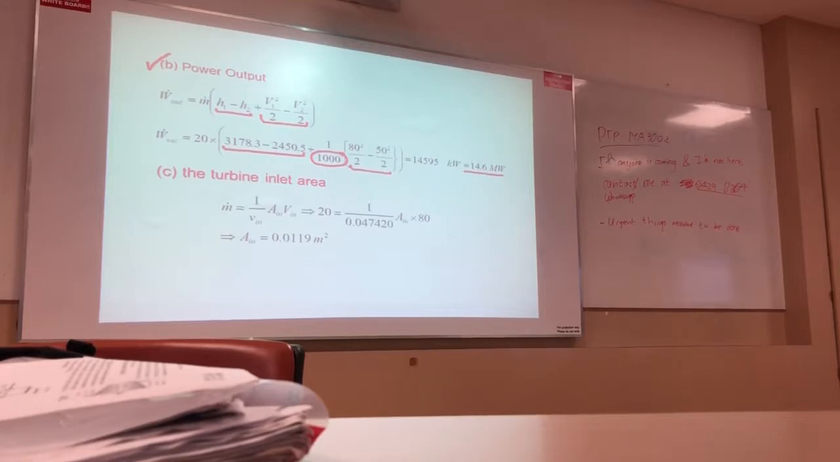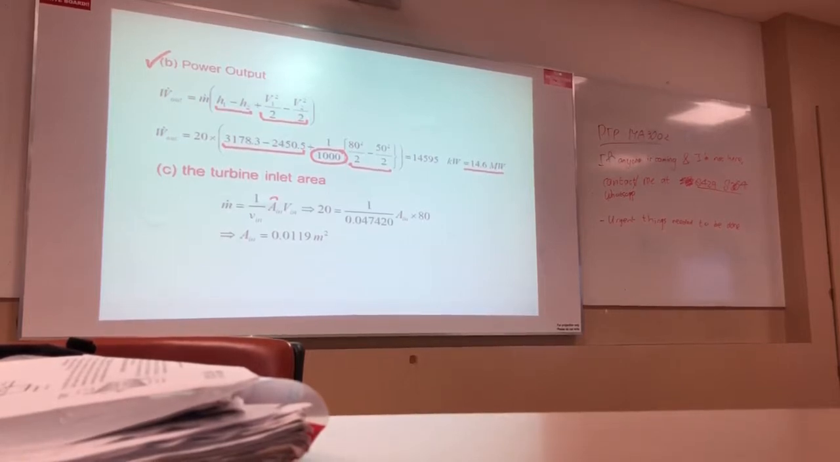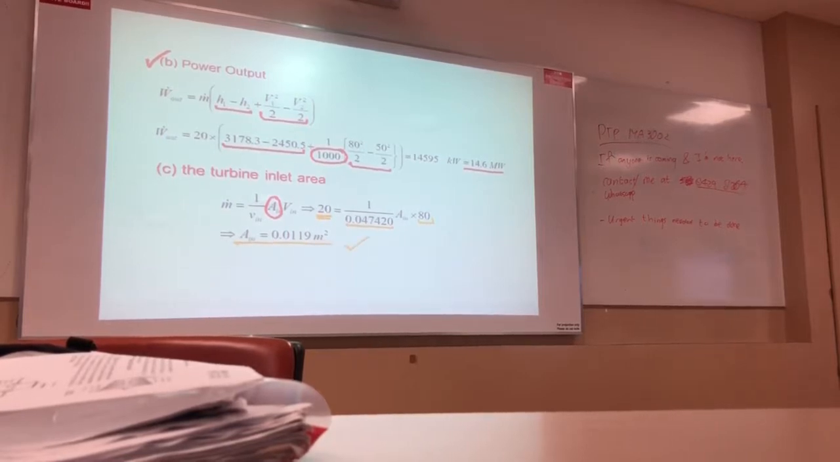Alright? And the turbine inlet area I show you. This is the specific volume. I am going to find this number, so I substitute the number. This is the mass flow rate. This indicates the specific volume at state 1. This is the velocity at state 1. And this is the area, which is 0.0119 meters squared. Okay?